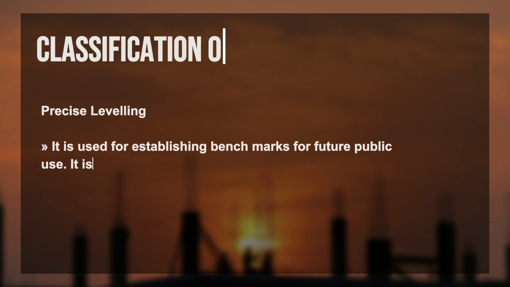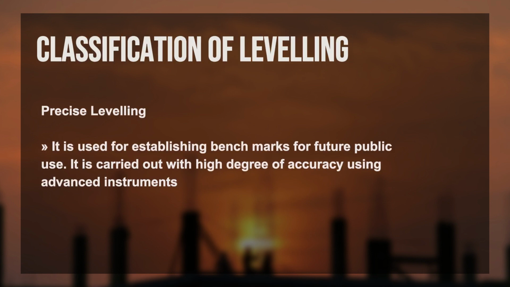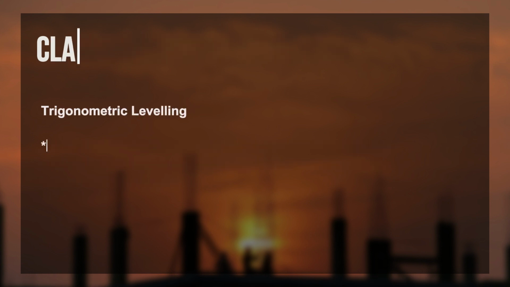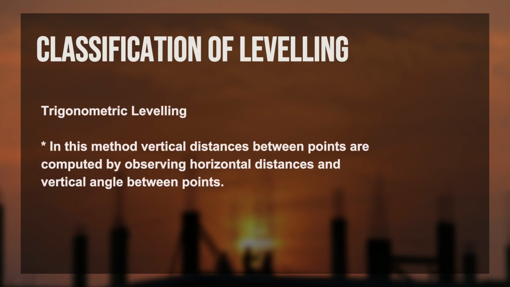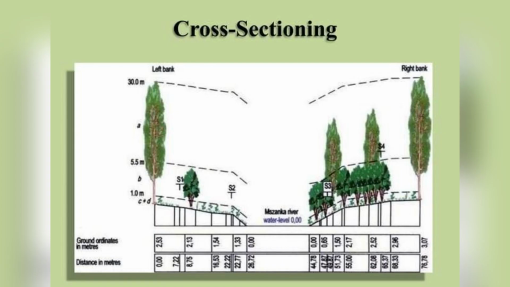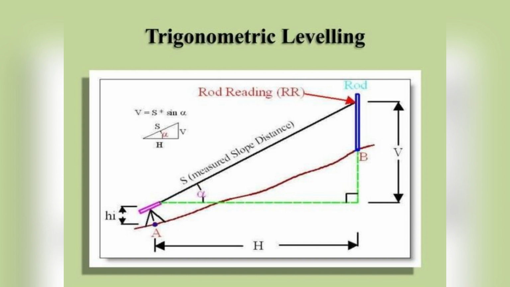The precise leveling, it is used for establishing the benchmark for the future public uses. It is carried out high degree of accuracy using the advanced instrument. Trigonometric leveling is the method where vertical distance between points are computed by observing the horizontal distances and the vertical angle between the points. This figure clarifies the cross-sectioning method. This is the figure narrating the trigonometric leveling.